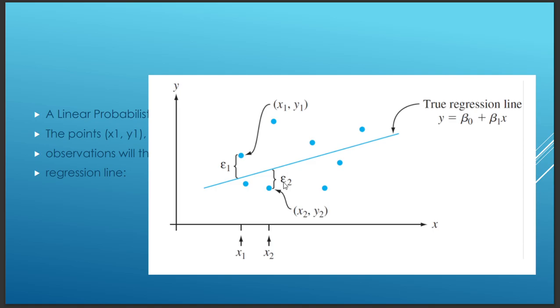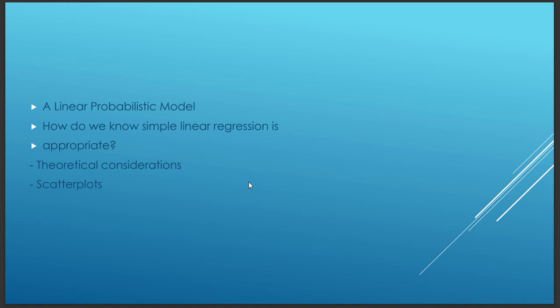Here is the linear regression problem. Here you can see an error from my fit. These are the data points and we will fit a line like this. This is an error, epsilon 1, epsilon 2, called the error. The true expression is y = beta naught + beta 1 x. In a linear probability model, how do we know simple linear regression is appropriate?